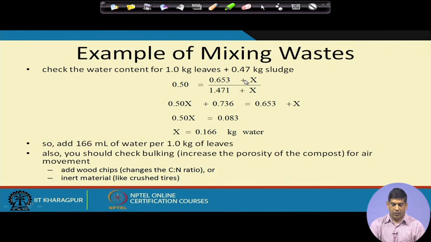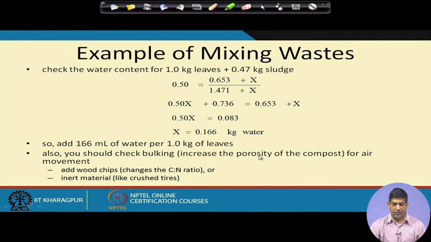If you are going to add x amount, the weight of water will become 0.653 plus x, and the total weight will become 1.471 plus x. Based on that we can calculate x, and x is 0.166 kg of water. So we can add 166 ml of water per kg of leaves. That's what we can do.